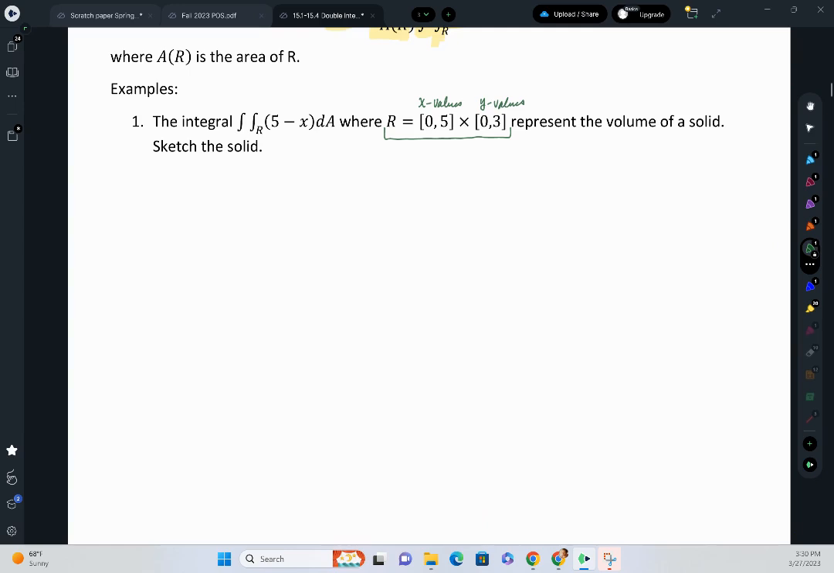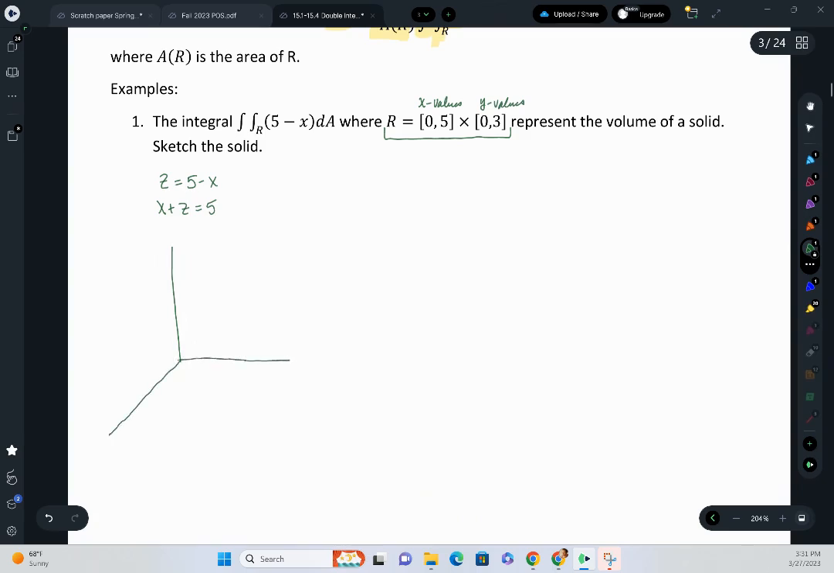And we're told that this integral represents the volume of a solid, and we're actually just being asked to sketch the solid here. Okay, so that's fun. We'll sketch it, and we'll also set up an integral and solve it, because why not? So I want to graph this, and z is equal to 5 minus x. If I move the x over, this is x plus z is equal to 5. That's a plane, and that plane is parallel to the y-axis since y is not involved in my equation.